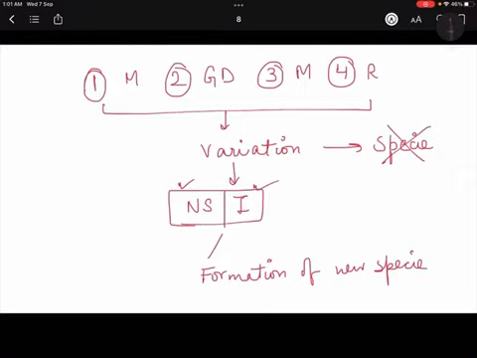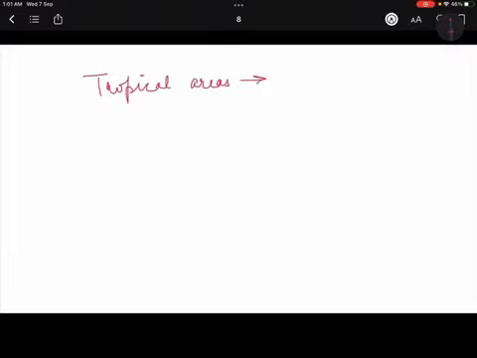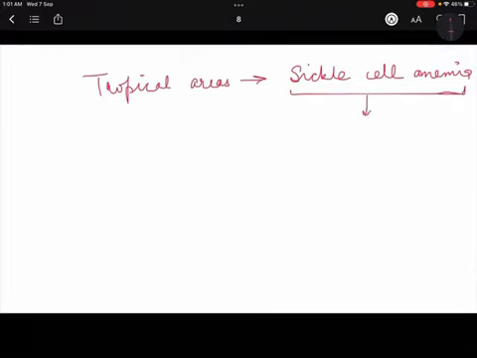So natural selection, we know, for example, let us say that we know that in tropical areas, the people with sickle cell anemia are more as compared to other areas, because sickle cell anemia provides resistance against malaria. Okay, so let us assume in sickle cell anemia the shape of the RBC changes from something like this to more of a sickle shape.